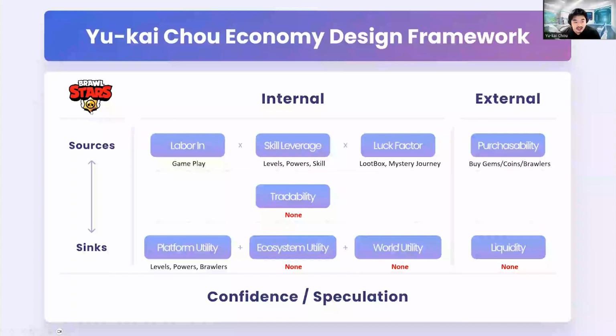So if you look at almost all the mobile games out there, I'm going to use Brawl Stars as an example. There's the same thing: labor times skill leverage times luck factor. So you play the game, that's the labor. You have to log in every day, play, do the daily quests, and you'll generate coins and tokens and all these supply pool resources, right? Then the skill leverage: there are levels and power. Some of it allows your characters, your brawlers, to level up more. They'll get special powers, so it allows you to win more.